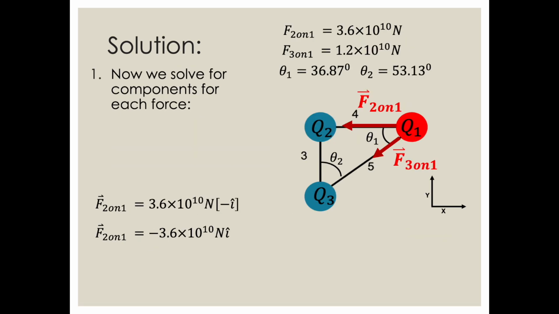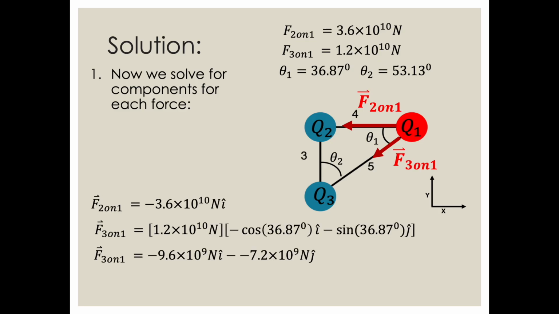So F2 on 1 is really easy to solve because it only points along the negative x-axis. So we're going to get a negative i component for that vector. And so that value is shown here. F3 on 1 is a little more tricky, but we see that if we take the cosine of theta 1, we'll get the x component. So we project along the x-axis. And that'll also be negative as shown. And if we take the sine, then we'll get the y component, which is, again, negative.